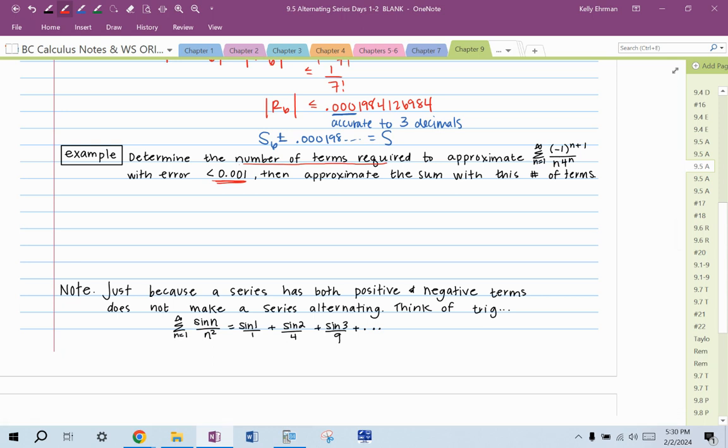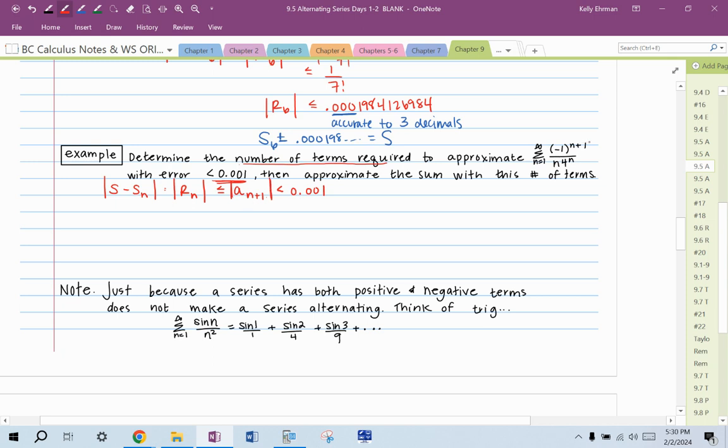Okay, so here's what we know. The difference between the actual sum and this nth partial sum, we don't know what n is, is equal to the remainder for the nth partial sum. That's less than or equal to the first neglected term, the n plus 1th term, and that has to stay less than 0.001. So here's my setup. Anytime I do this type of problem, I write out this line, and the only thing that changes is this error. The next thing to do, remember this n plus 1th term is an absolute value.